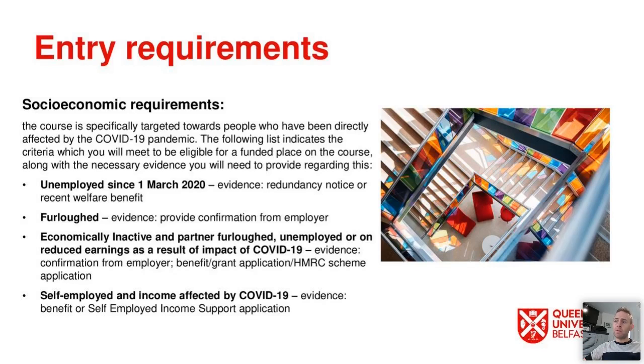And then we even extend this to an inactive partner who has been furloughed or unemployed as a result of COVID. And then also people who have been self-employed and whose income has been affected by COVID, and there's evidence required for that. So that sort of thing you're going to need to do in the application process. It's really clear on the application what you need to provide. If you're not sure, admissions are going to be able to field all this for us.